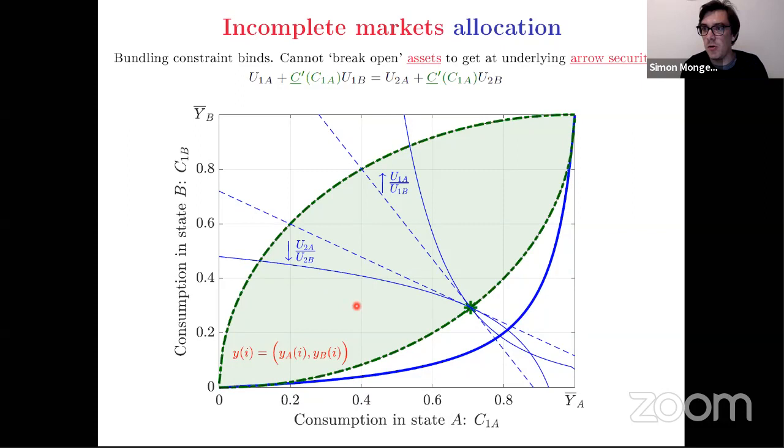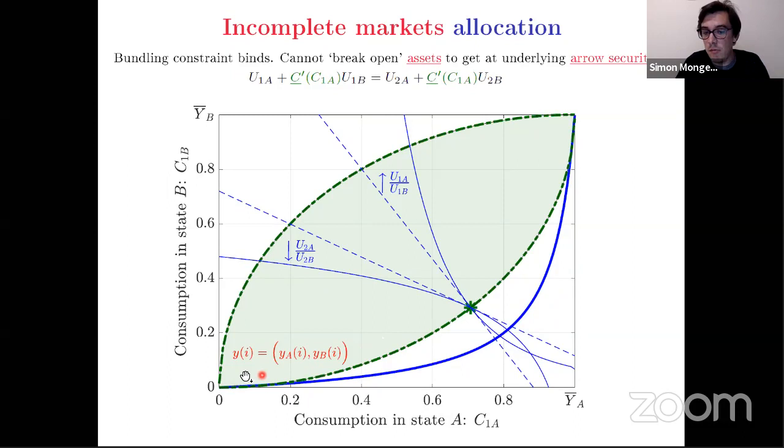This particular incomplete markets economy can be exactly mapped into what we're doing here. Right? In this incomplete markets economy, the competitive equilibrium will be one where the marginal rates of substitution of individuals across states aren't equalized. Individual one has a higher marginal rate of substitution in equilibrium. Individual two has a lower marginal rate of substitution.